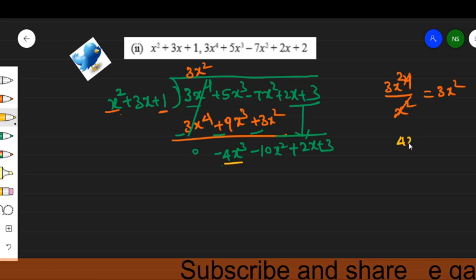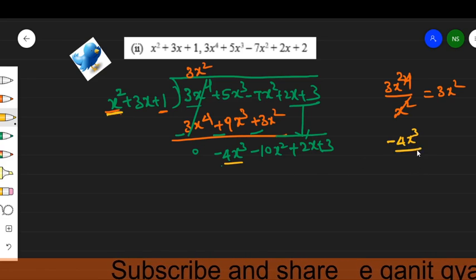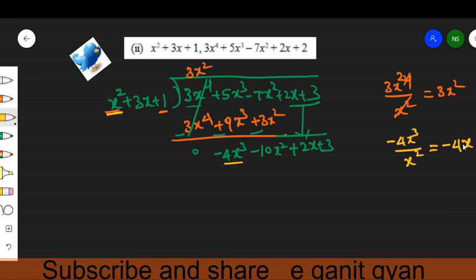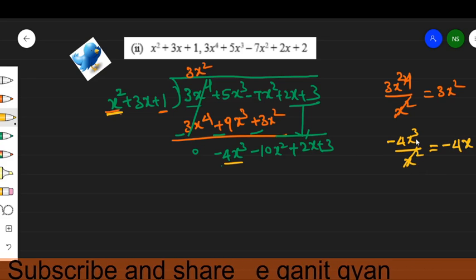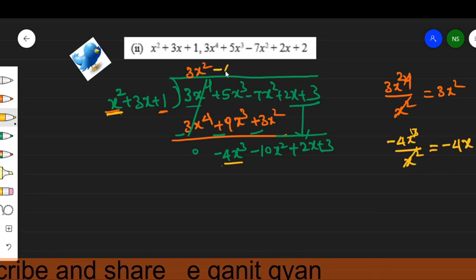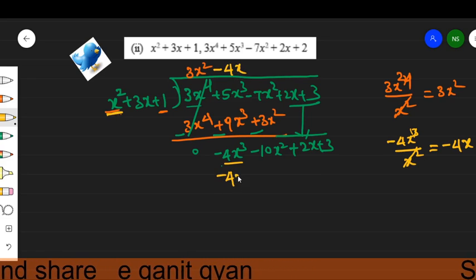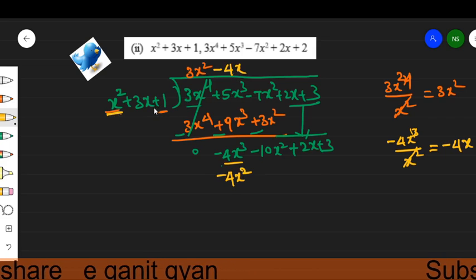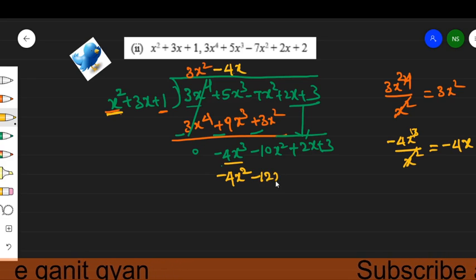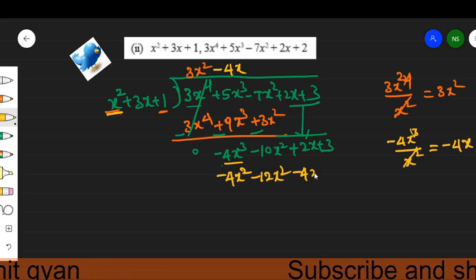Take 4x cube, which symbol? Minus 4x cube. Here also first term divided by x square. If we divide here, we will get minus 4x, because these two will be cancelled here. So you need to mention this one along with the symbol, minus 4x. Minus 4x into x square is minus 4x cube, minus 4x into 3x is minus 12x square. Minus 4x into 1 is minus 4x.